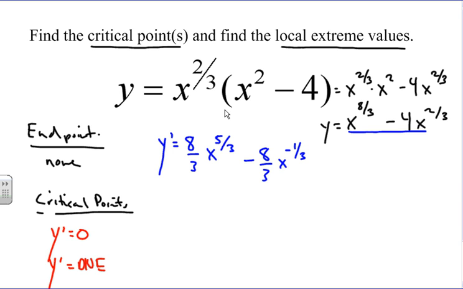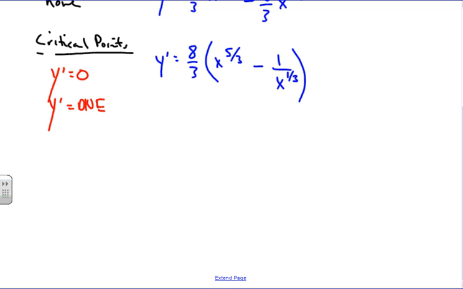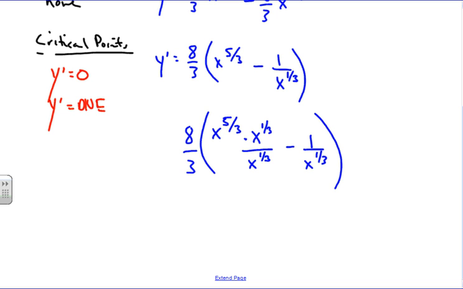Okay, from here, we're going to simplify this to make it a little bit nicer. And we can see that I can factor out an 8/3. And then I have x to the 5/3 power, and I have minus 1 over x to the 1/3. We're going to simplify this a little bit farther, because this, remember, is y prime. And I'm going to get a common denominator, so I'm going to multiply this on the bottom by x to the 1/3, x to the 1/3, minus 1 over x to the 1/3. We still got the 8/3 just hanging around, coming along for the ride.